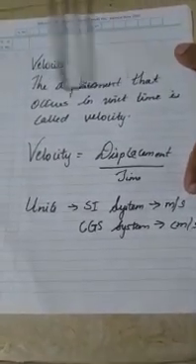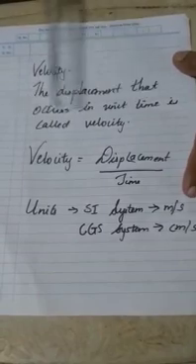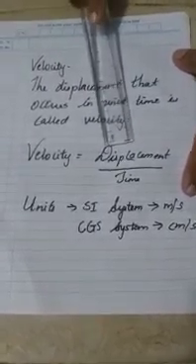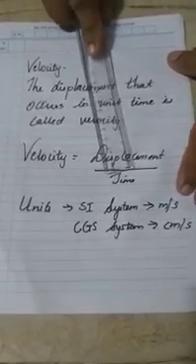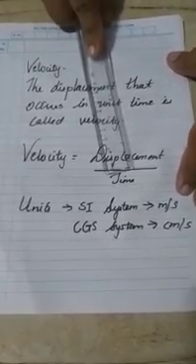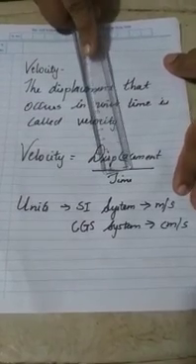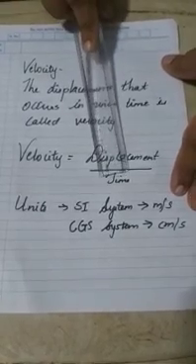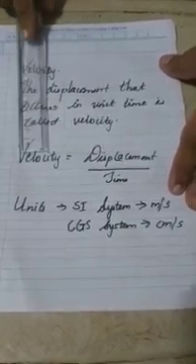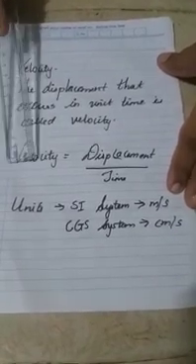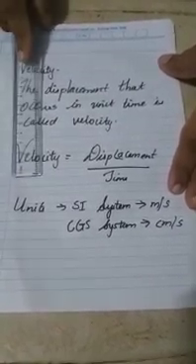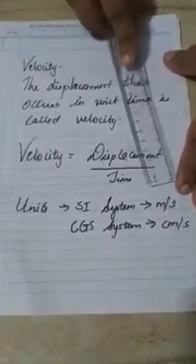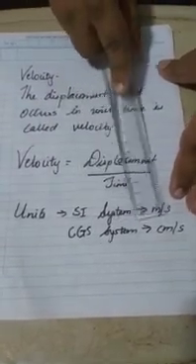The displacement that occurs in unit time is called velocity. That means velocity is equal to displacement upon the time required. Like in that example we saw, from the house we went to the school, the direct path which we took, that is the displacement. And for that how much time is required, if we divide we get velocity. The units for speed and velocity are actually the same. Likewise, the units for velocity in SI system is meter per second, and in CGS system it is centimeter per second.